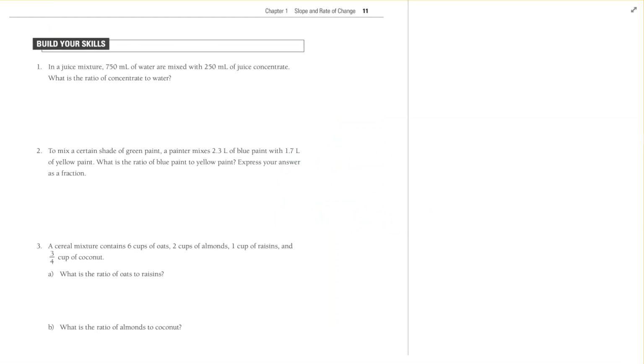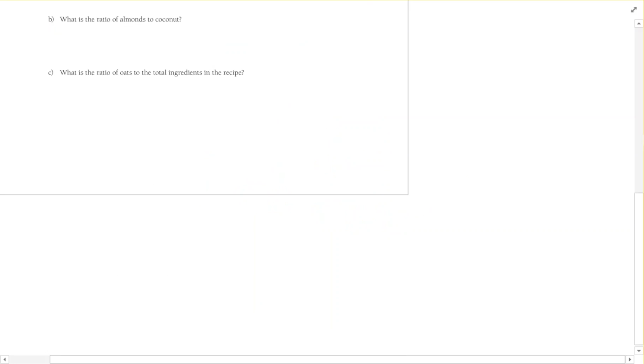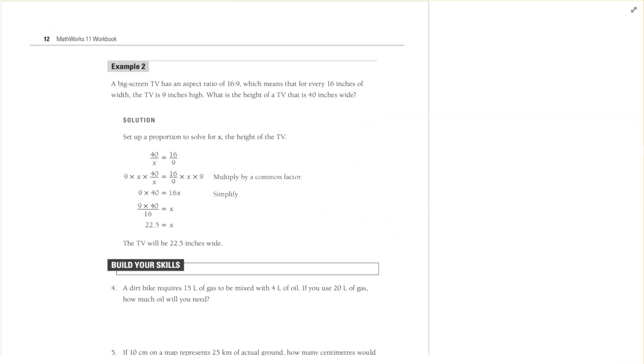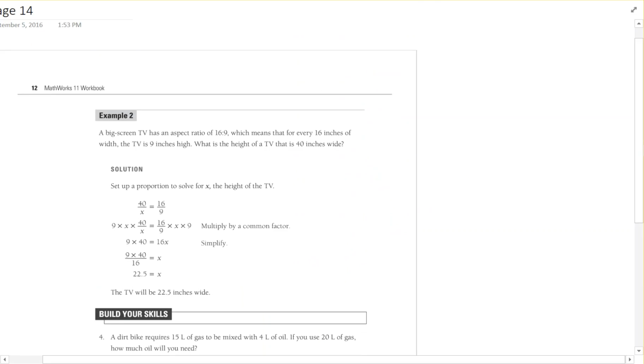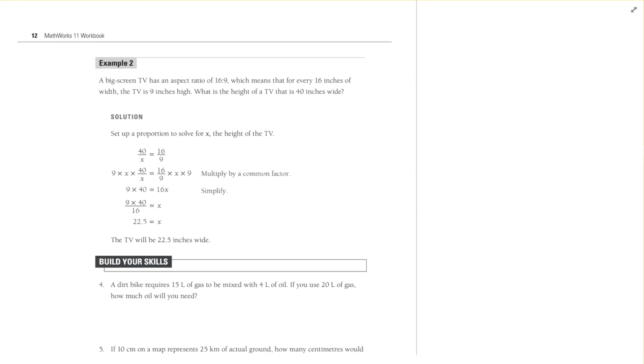Okay, so on this one, I'm going to let you guys go ahead and try these three questions on your own. Okay, so now we're going to be dealing with proportions. So we're going to make some ratio equal to some other ratio. And I'll just kind of walk you through this first one to see what I'm talking about.